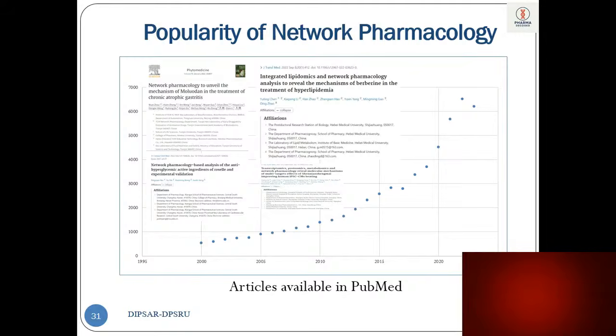You can see the popularity of network pharmacology. Just search network pharmacology in PubMed, and you will find a huge number of studies, significantly increasing over the years. If you search a little more, you will find that these techniques are being used by Chinese researchers for traditional Chinese medicines, which we call TCM.